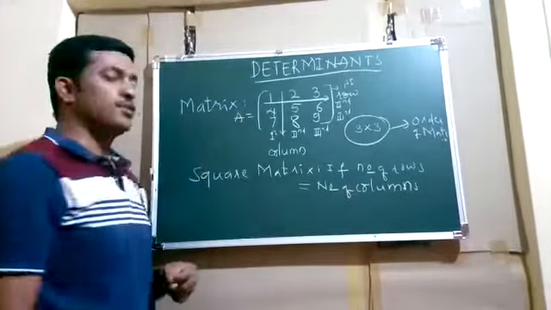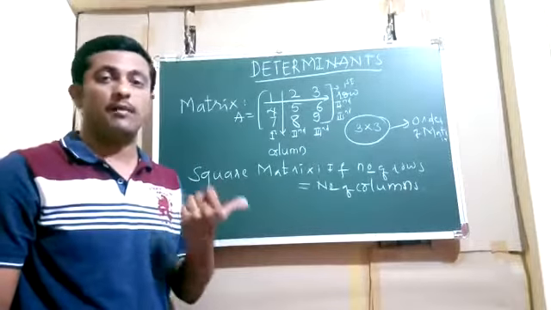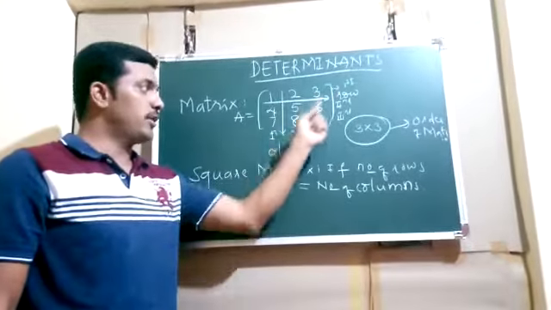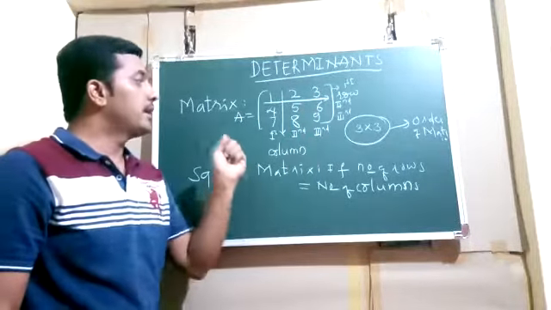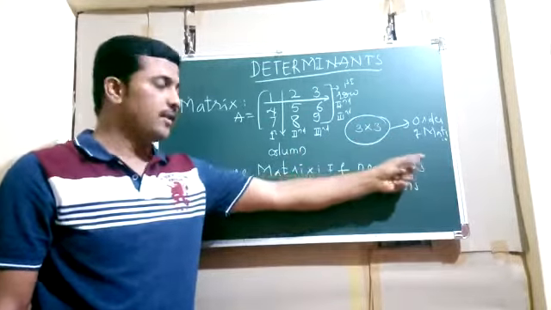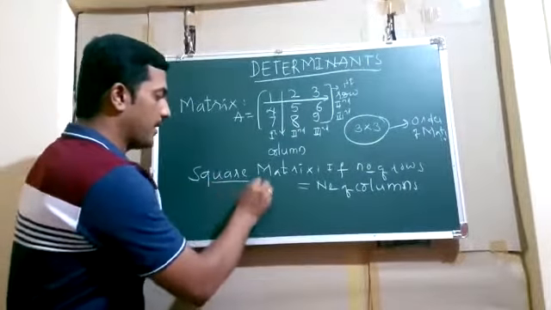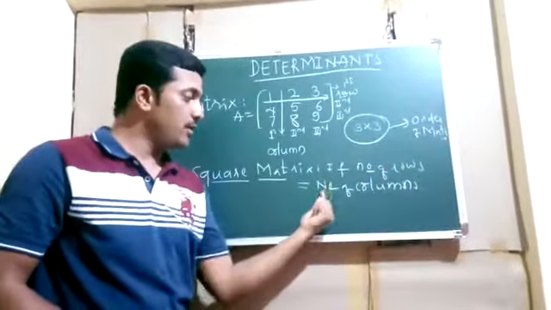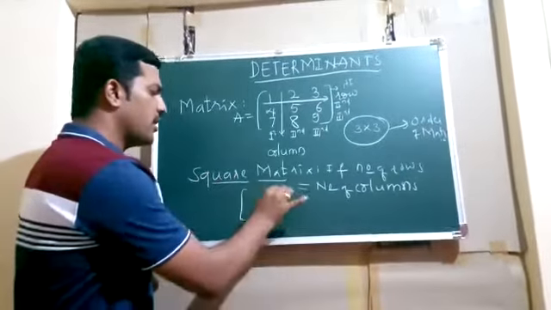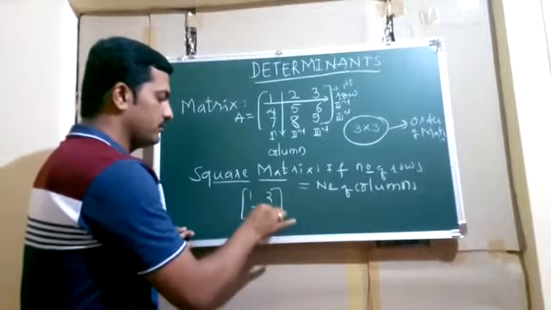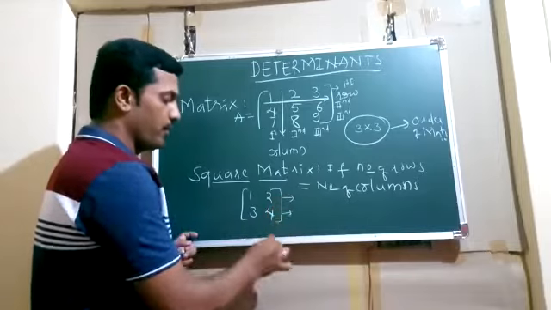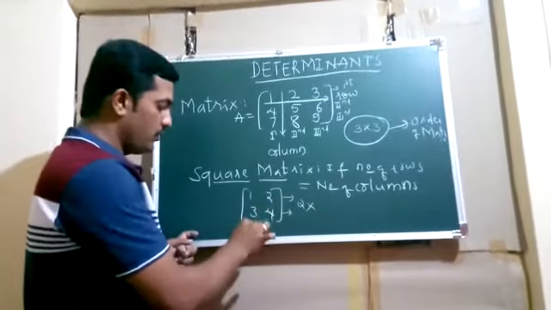We always denote a matrix by a capital letter of our alphabet. So A equals a matrix, which is an arrangement of numbers in rows and columns. Then the number of rows into the number of columns is called the order of a matrix. For a square matrix, the number of rows is equal to the number of columns. If you take a 2 cross 2 matrix, this is a row, this is a row. There are 2 rows and 2 columns. This is what we call a column, right? Then it is a 2 cross 2 matrix.